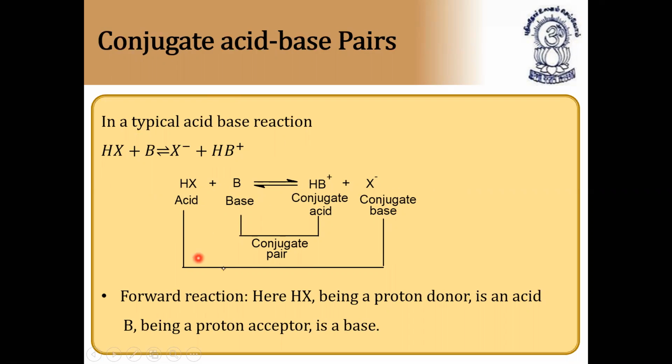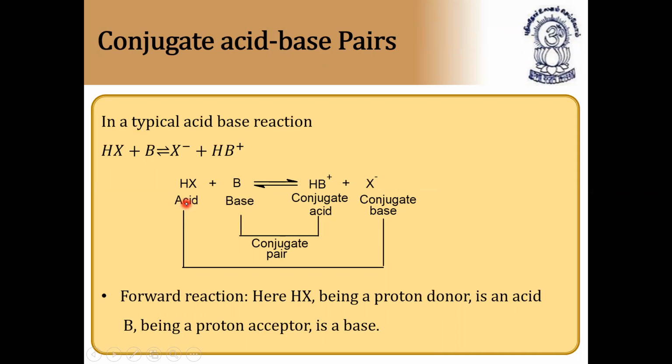So conjugate acid and conjugate base. In the forward reaction here, HX being a proton donor is an acid, and B being a proton acceptor is a base. Simple. HX is an acid and B is a base. Since HX is donating protons, HB plus is forming. B is accepting a proton, and HX is donating a proton, so it's called an acid. So acid and base, now it is clear.